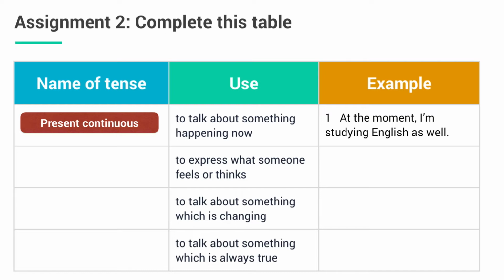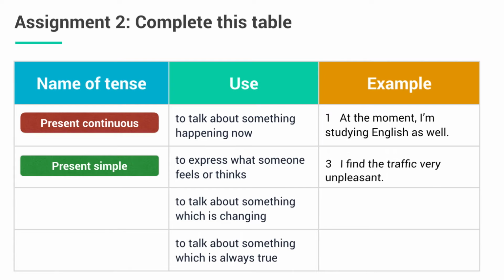Have you finished? Alright, now I'm going to help you to complete this table. Let's have a look at the second use. To express what someone feels or thinks. This one is definitely present simple. Now you need an example which shows the feelings or thoughts of someone. Extract number 3 in the assignment 1 should be the best option in this case. I find the traffic very unpleasant. It expresses the feeling unpleasant of the subject I.